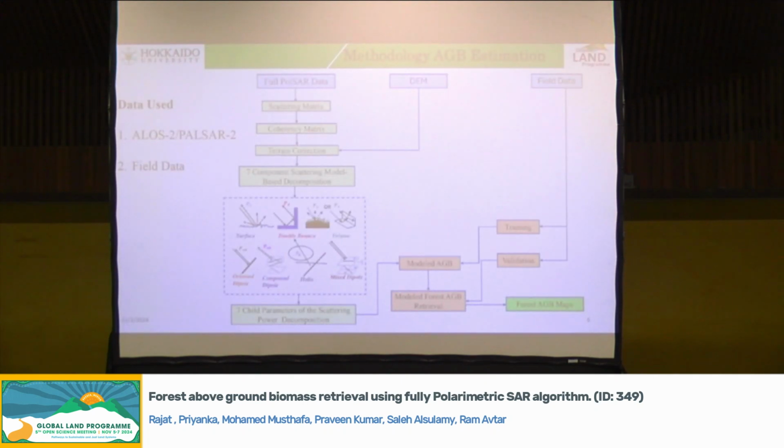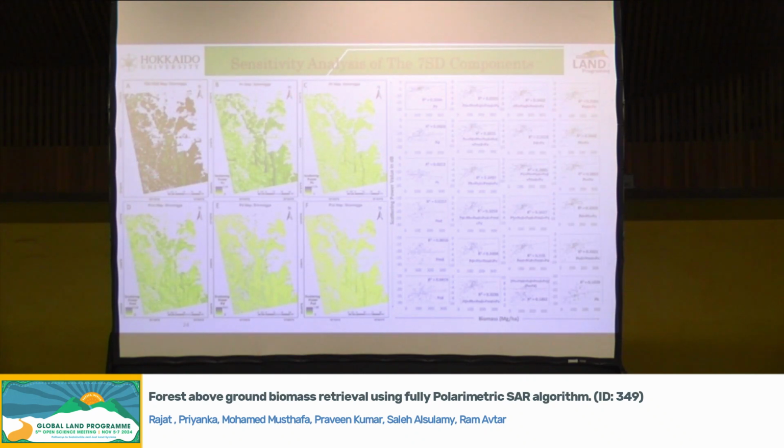So this is the general methodology of this model. We have used the full polarimetric PALSAR data, L-band data, and after basic pre-processing of the data, we have generated the 7 component decomposition models, and using this model we have generated the different scattering, like surface scattering, double bounce scattering, volume scattering, and the helix, oriented dipole, compound dipole, and the mixed dipole scatterings. And using these parameters of the scattering models, we have used the random forest algorithm with the field data to estimate the forest AGB.